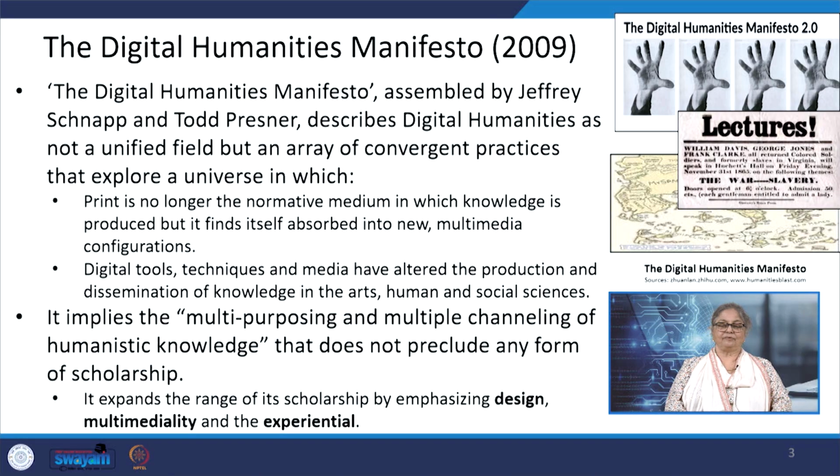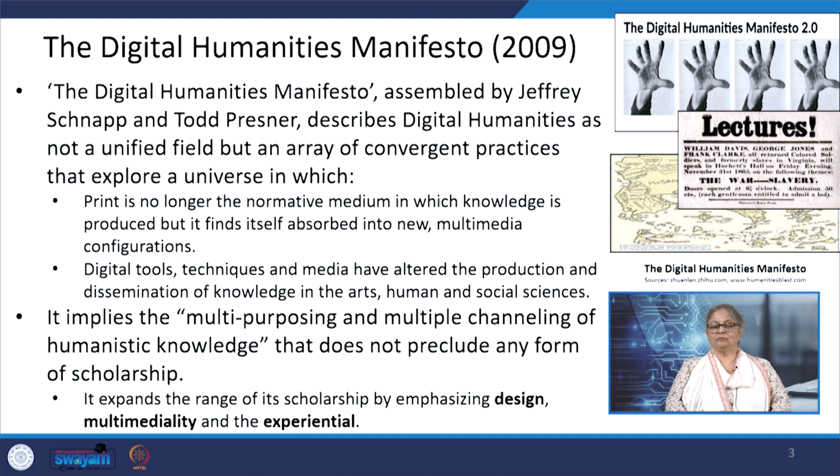Jeffrey Schnapp and Todd Presner have authored the Digital Humanities Manifesto, where they talk about what exactly is and what is not digital humanities. Why is it important today, and how does it shape the digital models of scholarly discourse for the newly emergent public spheres, and how does it facilitate the production and exchange of networks of knowledge? In 2009, Jeffrey Schnapp and Todd Presner assembled the Digital Humanities Manifesto with some help from other colleagues too.